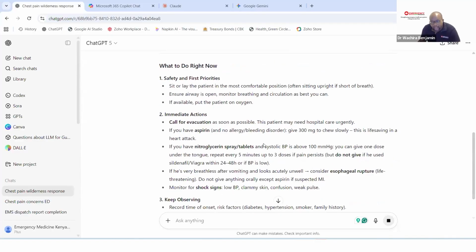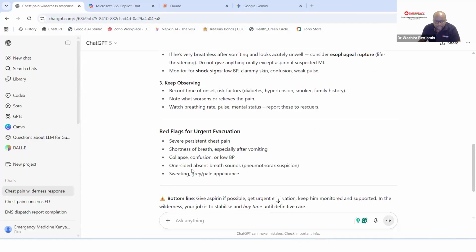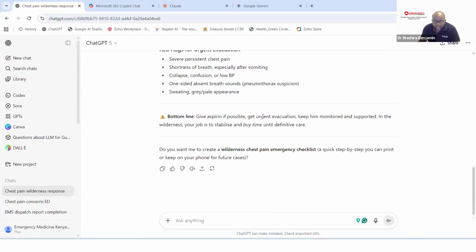If you have aspirin and no contraindication, give aspirin. If you have GTN spray and systolic blood pressure, that's assuming you can measure these things, and your patient is not on Viagra, give nitroglycerin; otherwise please don't. If he's very breathless after vomiting, look for acute illness. So it's picking up from a previous conversation. Monitor signs of shock, record time. Those are red flags that suggest urgent evacuation. Keep him monitored. So as you can see, the scenario has changed.